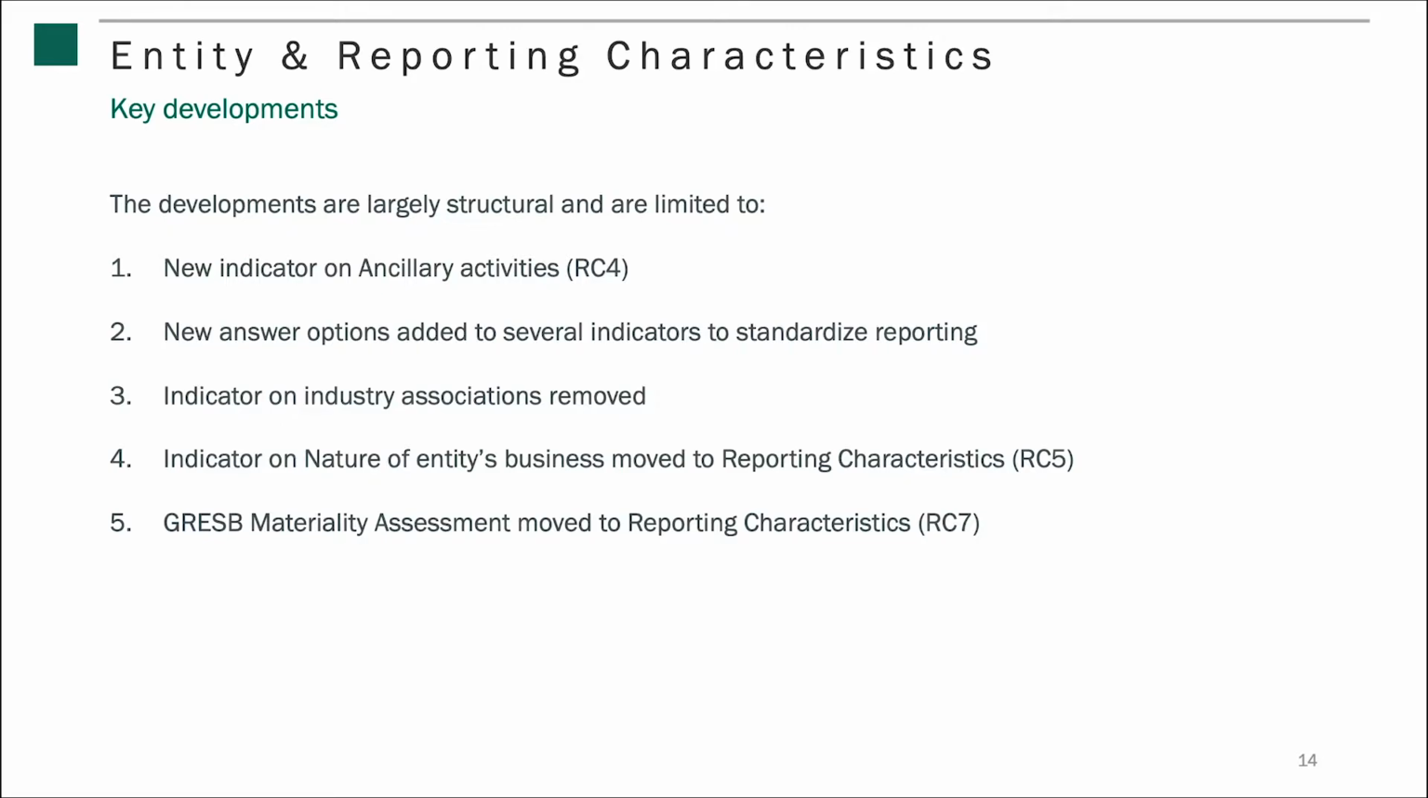We have therefore added a new indicator, ancillary activities, and a new sub-question to the indicator on sector and geography. This gives a better and more structured understanding of reporting boundaries that apply to the entity's data. In addition to these changes, the indicator on industry associations was removed. Finally, the indicators on nature of entity's business and the GRESB materiality assessment have been moved to reporting characteristics. We'll take a look at some of these changes in more detail.